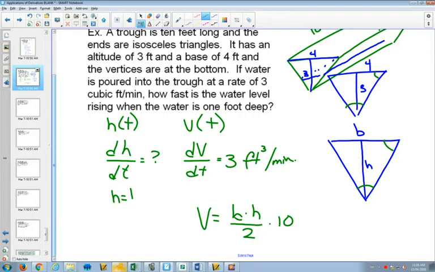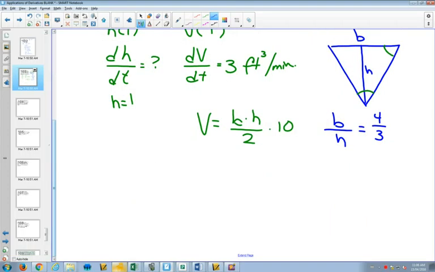So as far as setting up a proportion, I can set this up as, for example, if I take the base divided by the height as a proportion, it has to be the same as the base divided by the height of the triangle when it's full. Rearranging this formula and solving for the base, I get that the base is always 4/3 of the height.